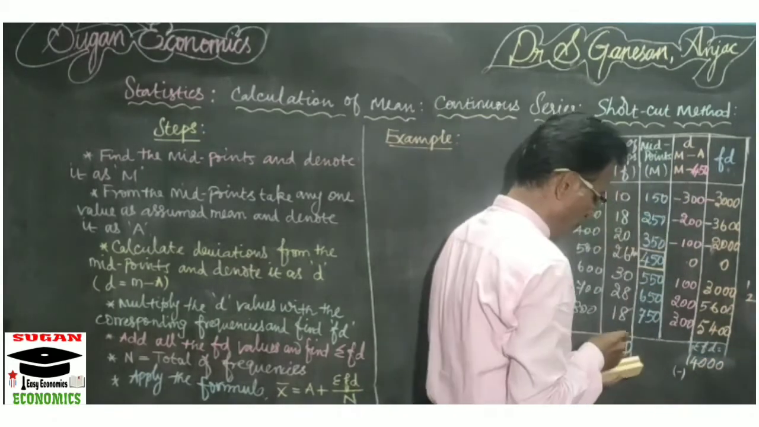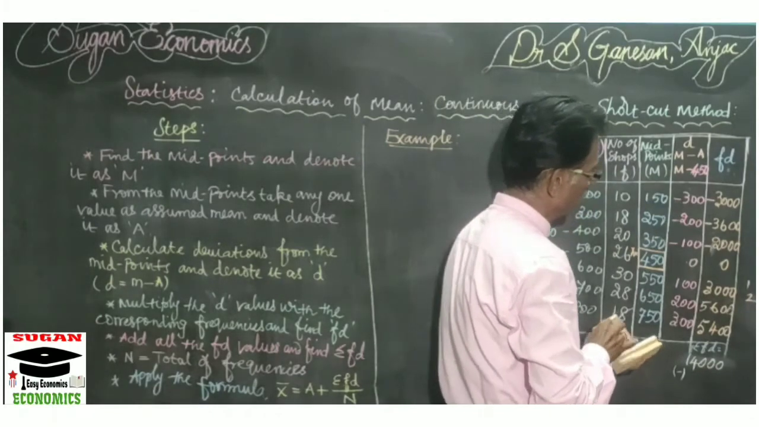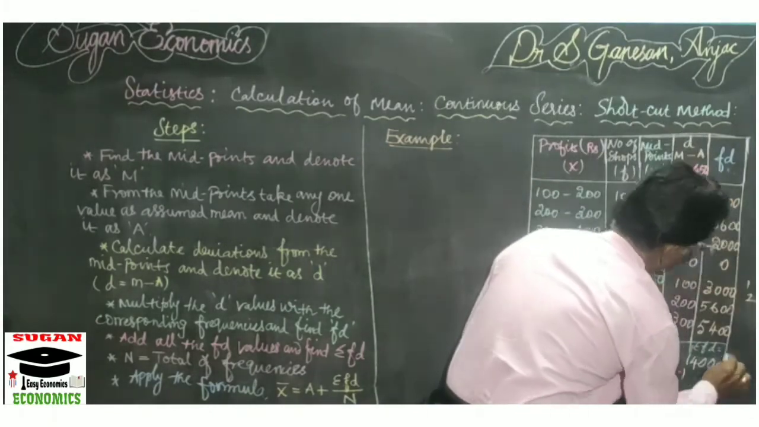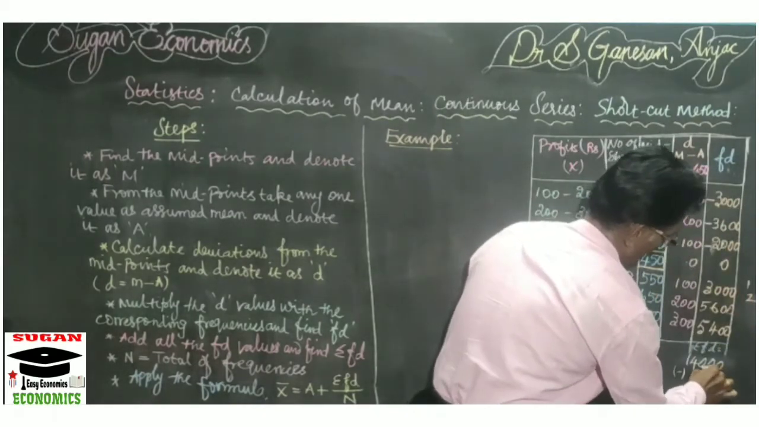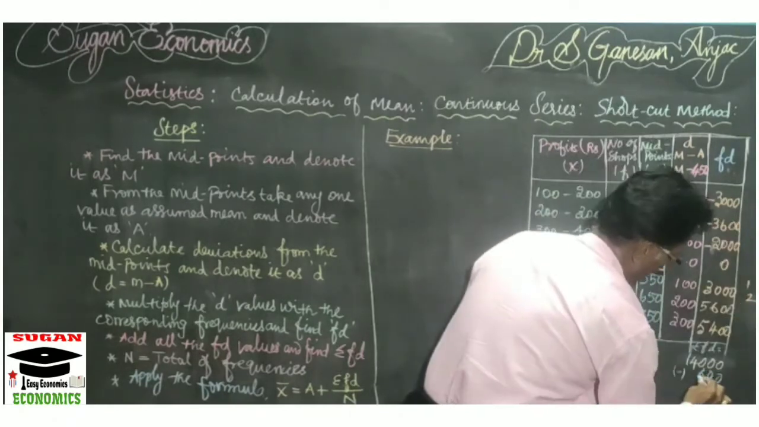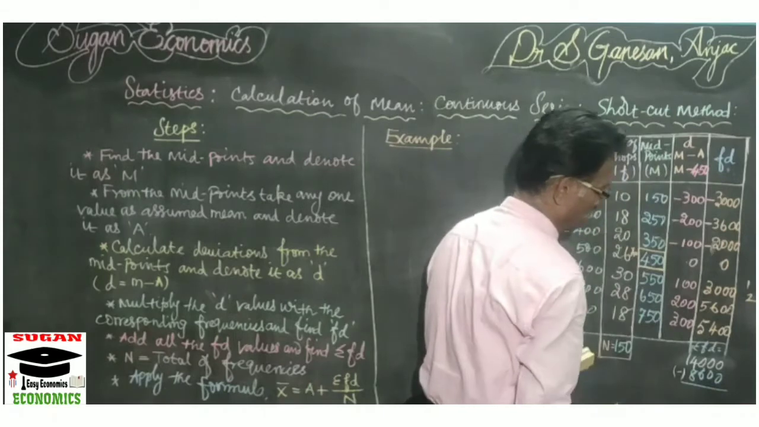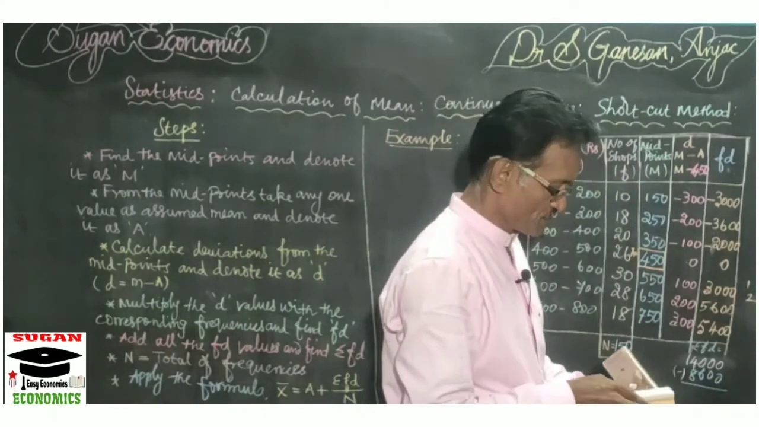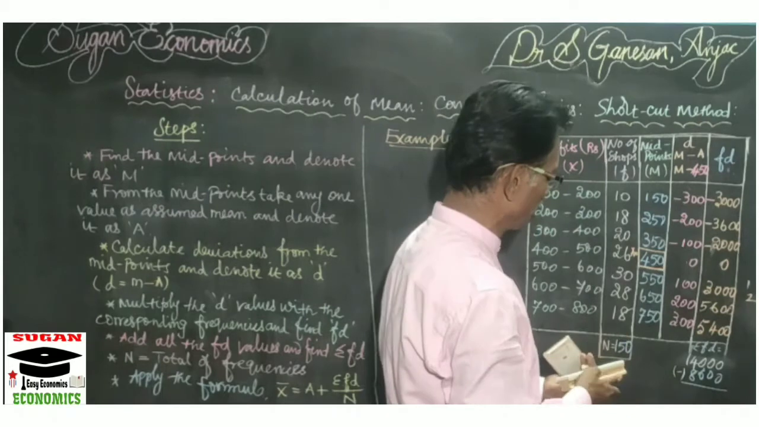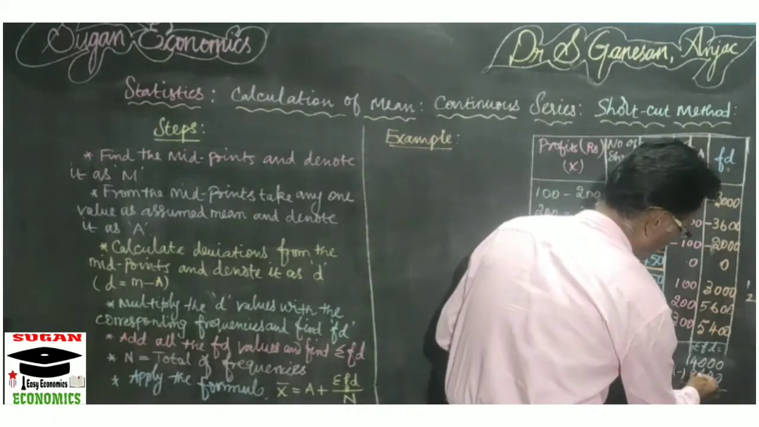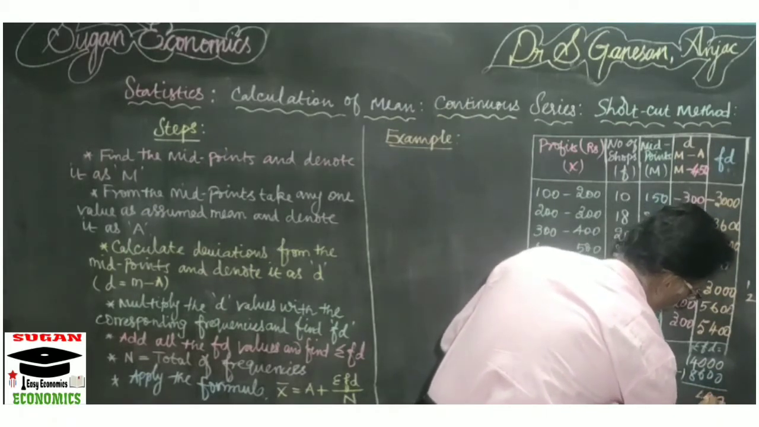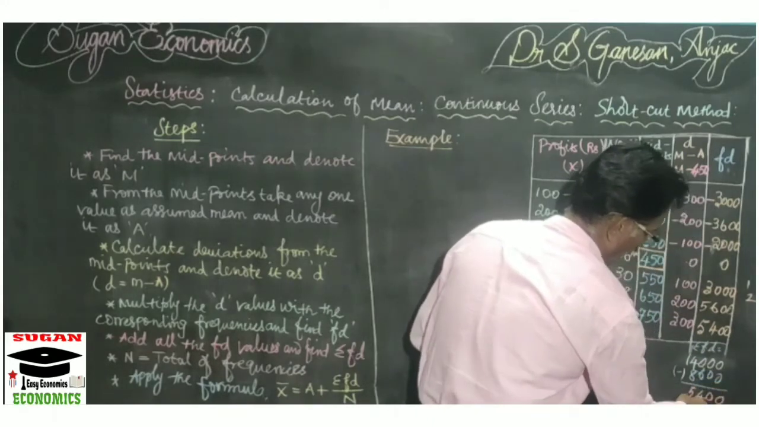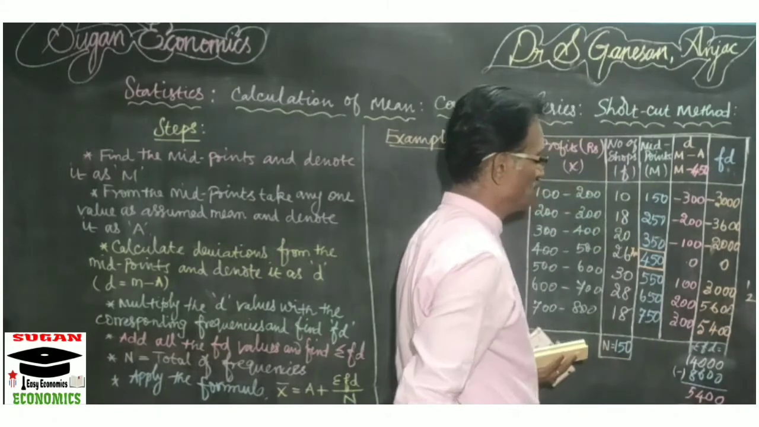Then you add all the negative values. The negative value is equal to 8,600. The positive value is equal to 14,000 and the negative value is equal to 8,600. Now you take the difference. The difference is 5,400. So this 5,400 is equal to sigma fd.